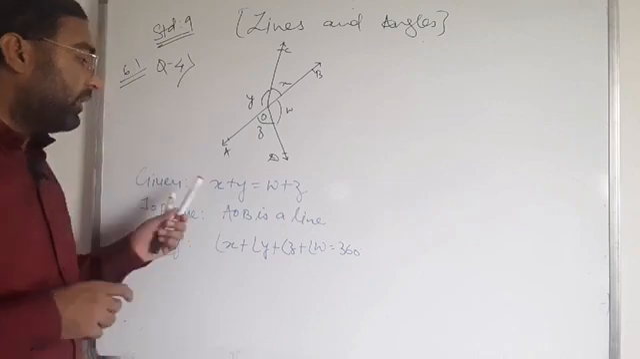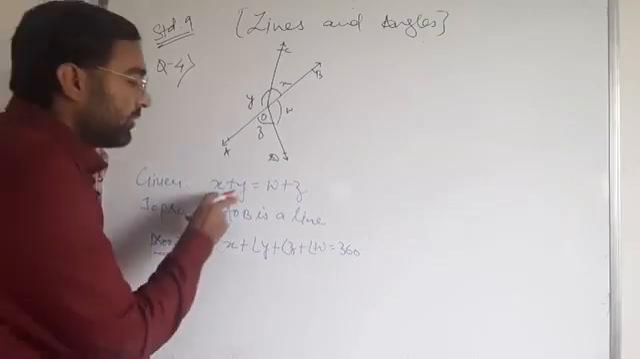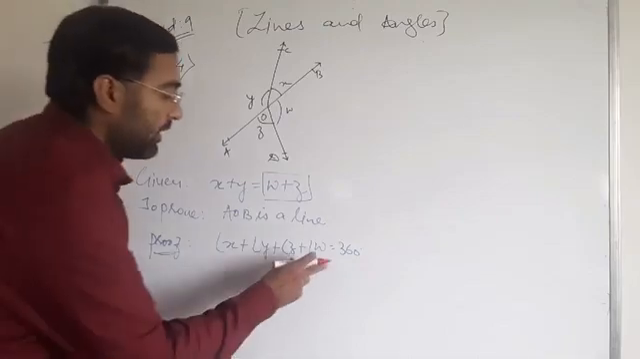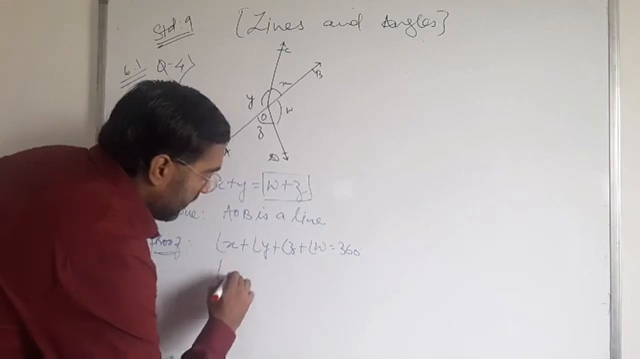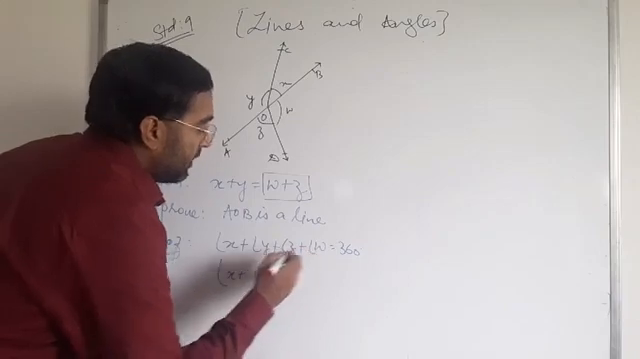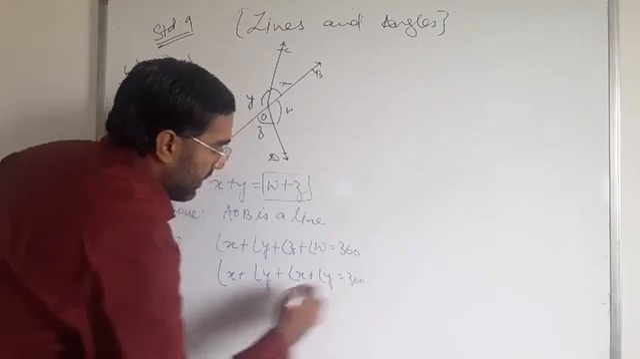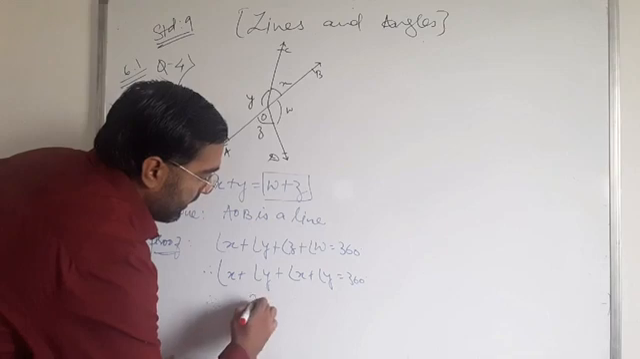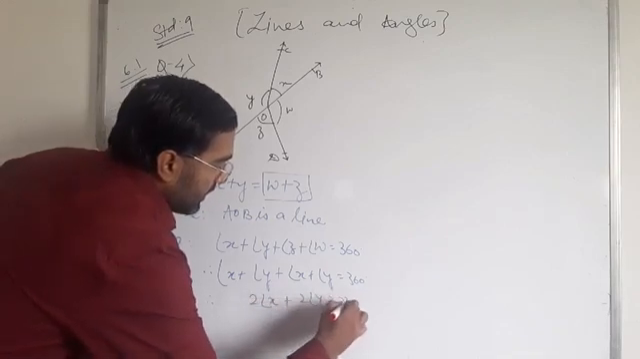Now from the given, x plus y is equal to w plus z, so we write x plus y instead of w plus z. At the place of w plus z we write x plus y. So x plus y stays as it is, and for w plus z we also write x plus y, equal to 360 degrees. Therefore there is 2 times x and 2 times y, so 2 times x plus 2 times y equal to 360 degrees.